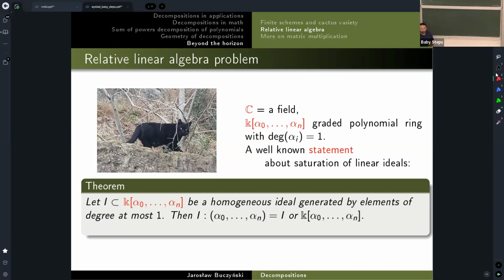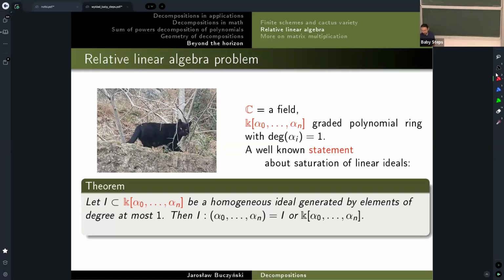Yes, it is. This is a preparation slide. I want to make sure that we understand this, and then there's a space where I will fill in some other stuff, and then it's going to be slightly less intuitive. So the standard statement is that if you have an ideal which is very simple, generated by homogeneous elements of degree at most 1. What are the homogeneous elements of degree at most 1? Either a constant or a linear form.